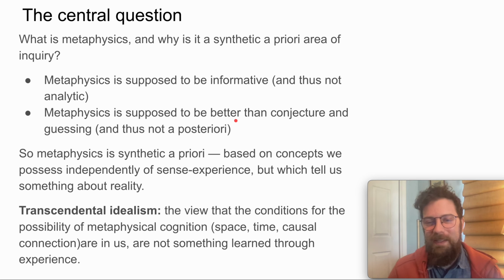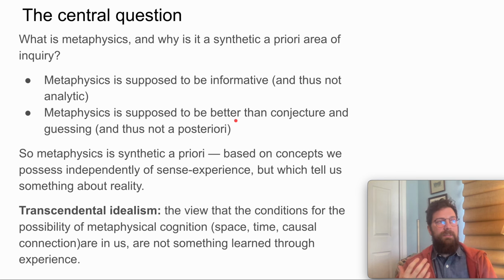Now, this is ultimately going to lead Kant into a view called Transcendental idealism. This is the view that the conditions for the possibility of metaphysical cognitions, and this is going to be cognitions about the nature of space and time and causal connection, Kant is going to say these are ultimately claims that are going to be based on what it's possible for us to experience at all. So he's going to say we have to look at the world through the lens not only of space and time, but also of causal connection.